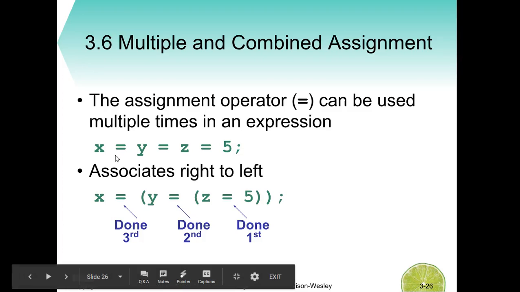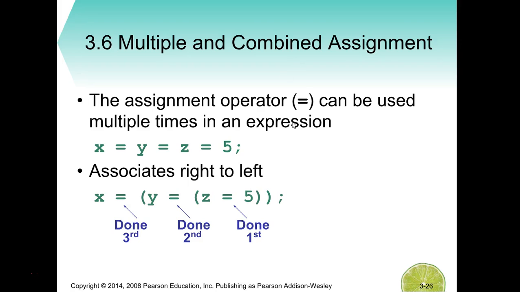Section 3.6 talks about multiple and combined assignment statements. Remember, the assignment operator is a single equal sign. And in this particular language, you can use it to assign several variables the same value because this works from right to left. So it associates right to left, means it starts over here on the right.